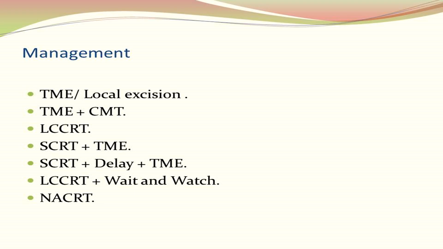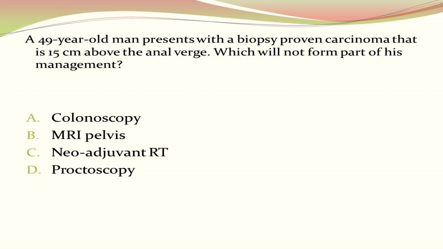Then they came up with the idea of short course radiotherapy with TME. Next concept was short course radiotherapy with delay and then surgery. Then came long course chemoradiotherapy and just wait and watch. Then came total neoadjuvant chemoradiotherapy. That means we are not going to operate on this CA rectum, we are just going to give neoadjuvant chemoradiotherapy, what we give for an early CA breast, and just observe. So these are the different modalities of treatment that were available as far as CA rectum is concerned.